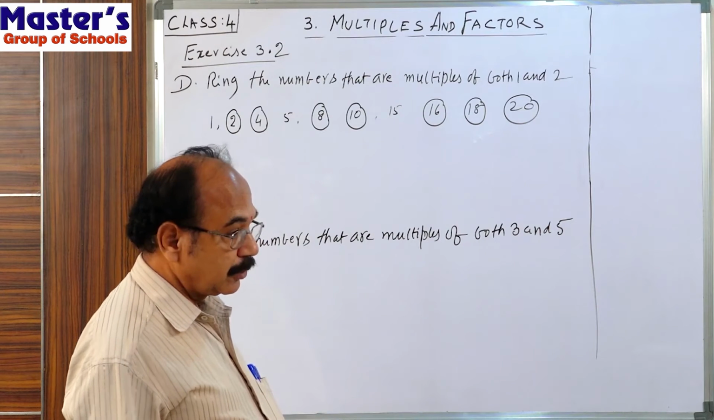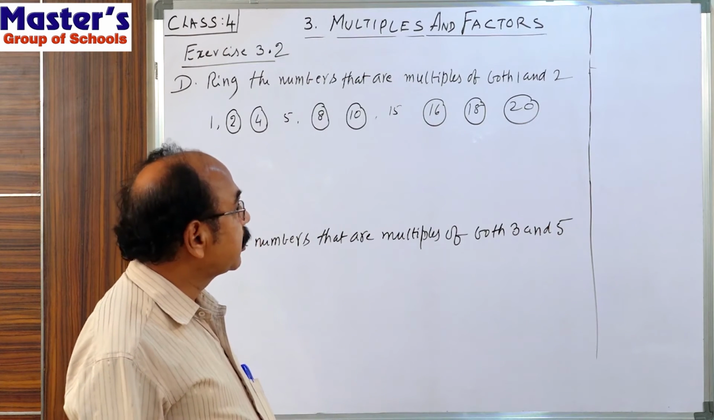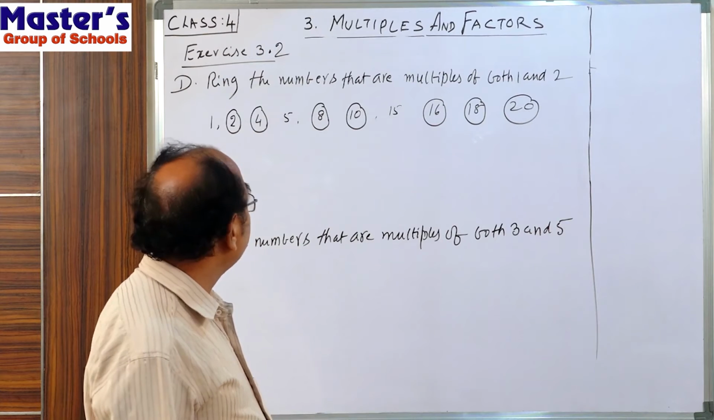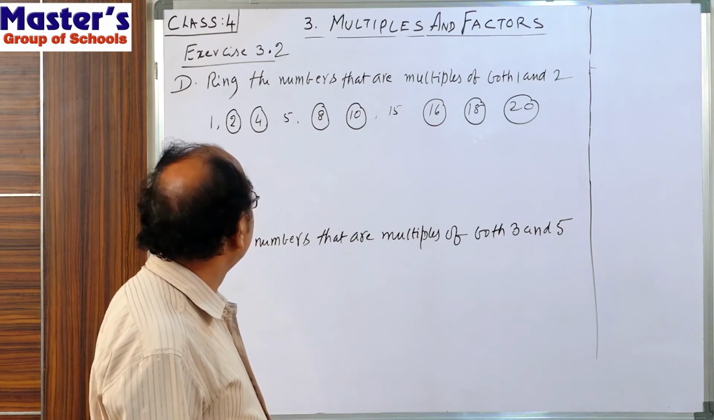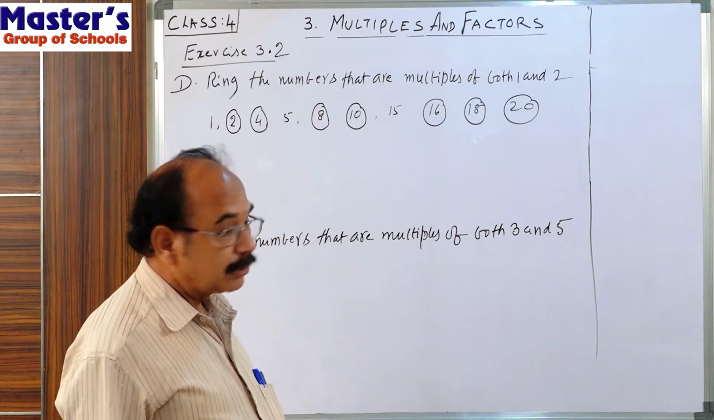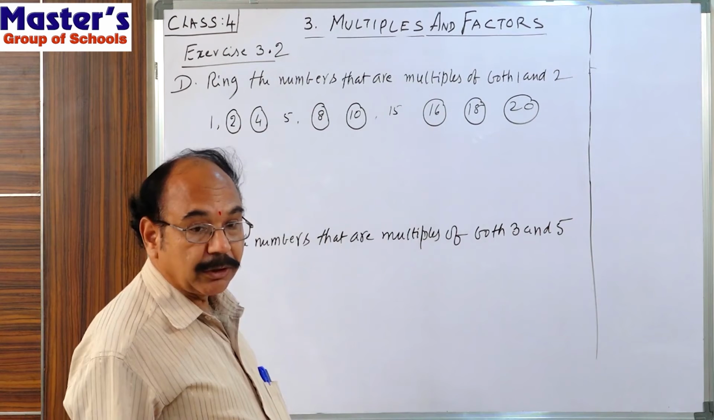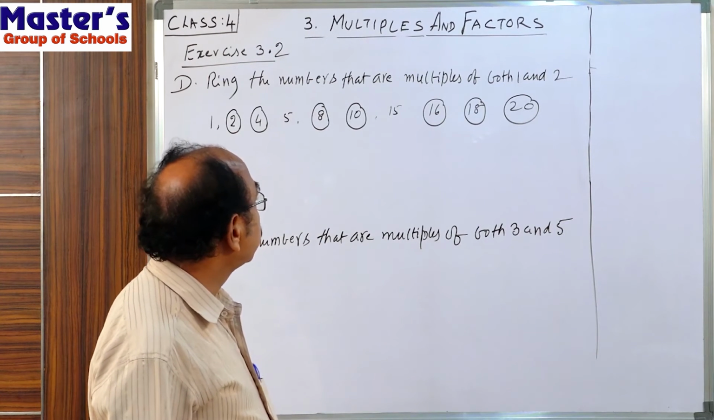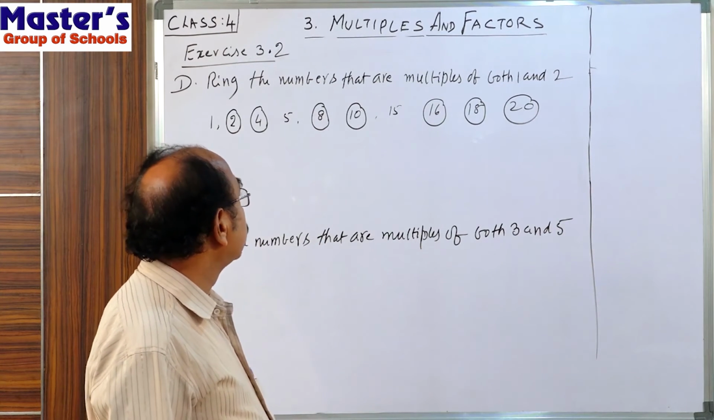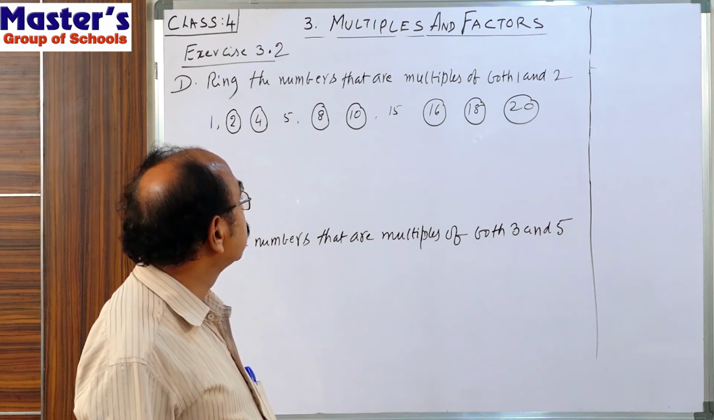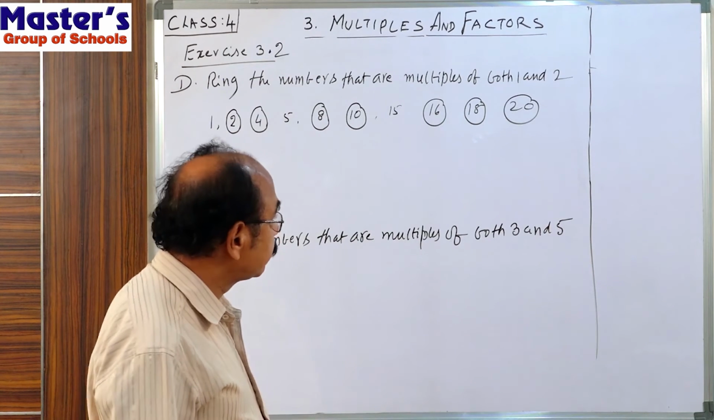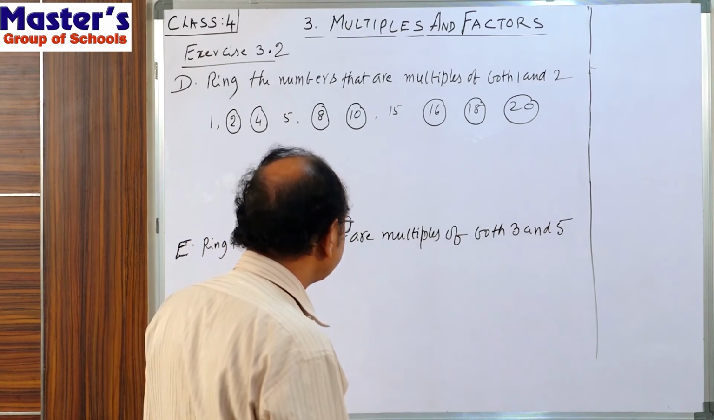That means in the multiplication table of 1 and in the multiplication table of 2, we can get all these numbers. All the numbers which were rounded. That's why these are the numbers that are multiples of both 1 and 2. Okay, children.